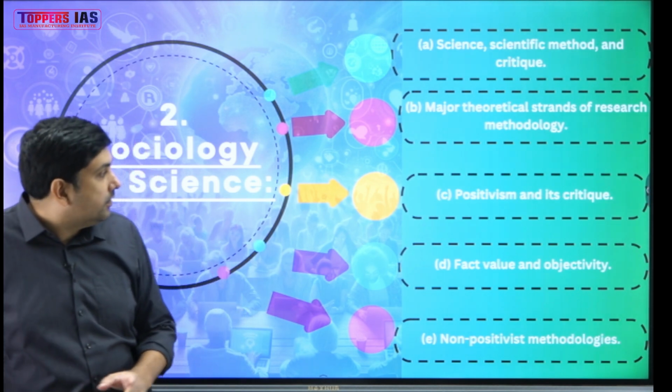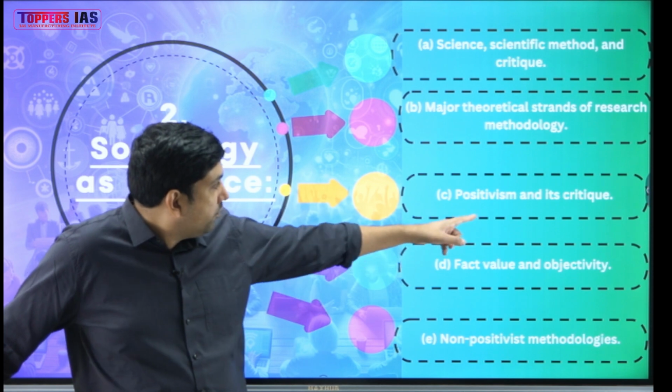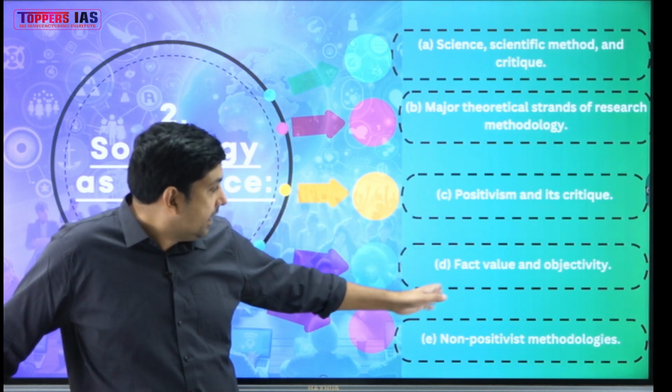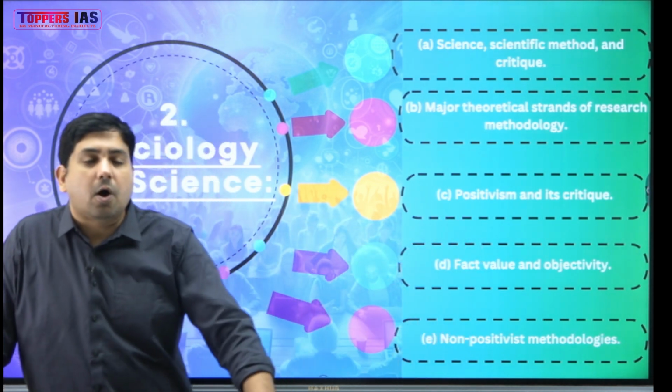Clear? Then what is there? So positivism and its critique. Then fact, value and objectivity.